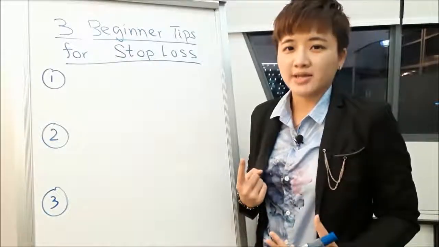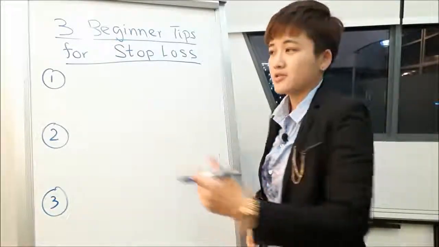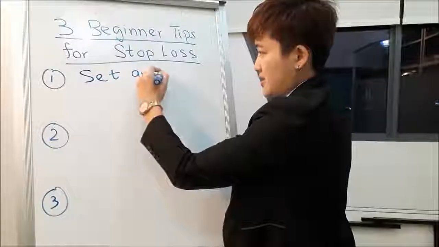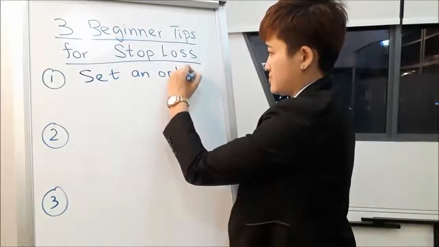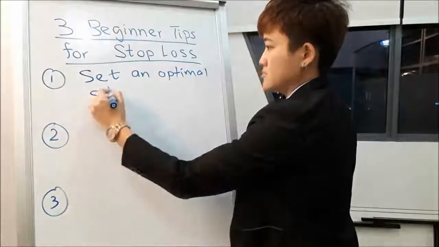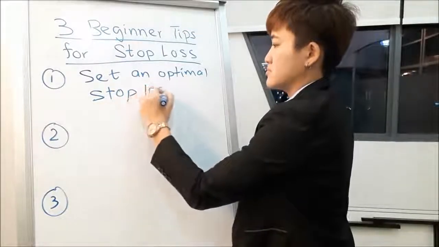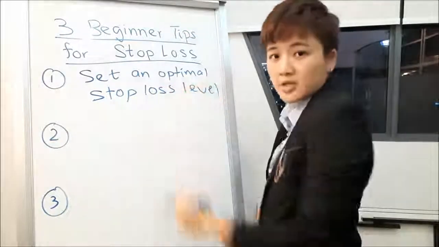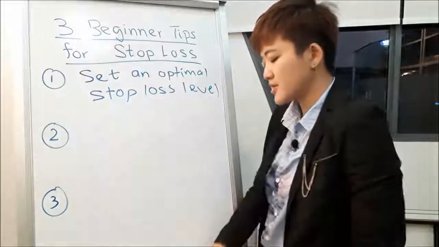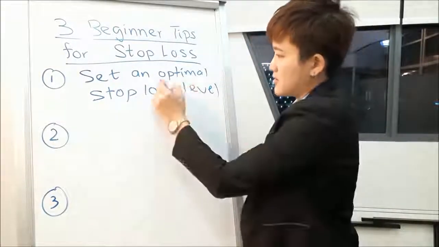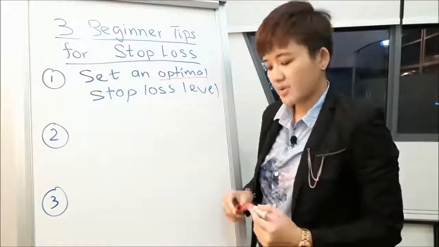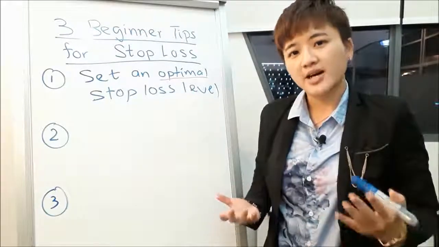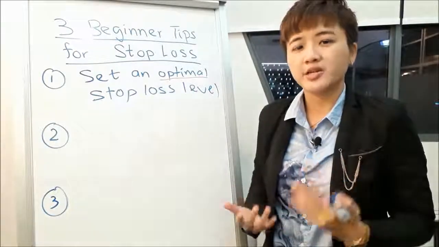The first thing you understand when it comes to setting a stop loss is that you need to set an optimal stop loss level. Now the keyword here is optimal. What do I mean by optimal? In other words, the ideal level in which you should place your stop loss.